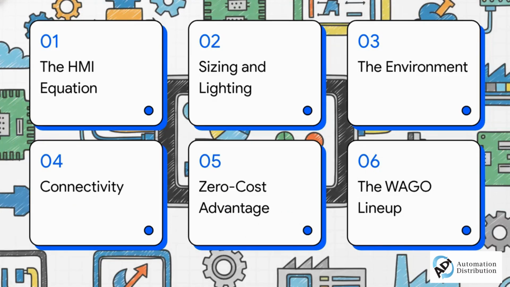Here's our game plan for today. First, we'll look at the HMI equation itself. Then we'll get into sizing and lighting, surviving the environment, connectivity and gateways, the zero-cost advantage, and finally, we'll wrap up with the full WAGO lineup.